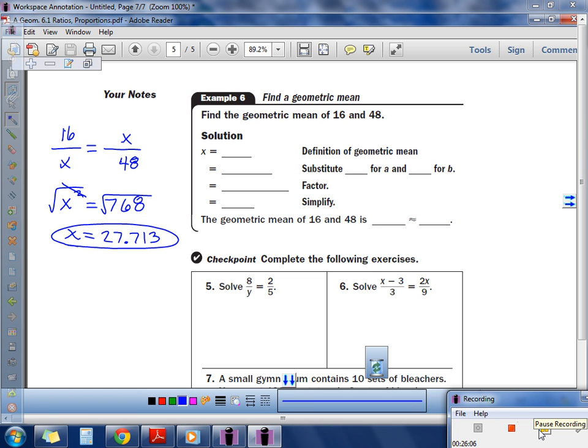All right, I'm going to go kind of quick on 5 and 6. Cross multiplying. 8 times 5, I can already do that mentally. It's 40. Y times 2 is just 2y. Divide by 2 on each side. 40 divided by 2 is 20.